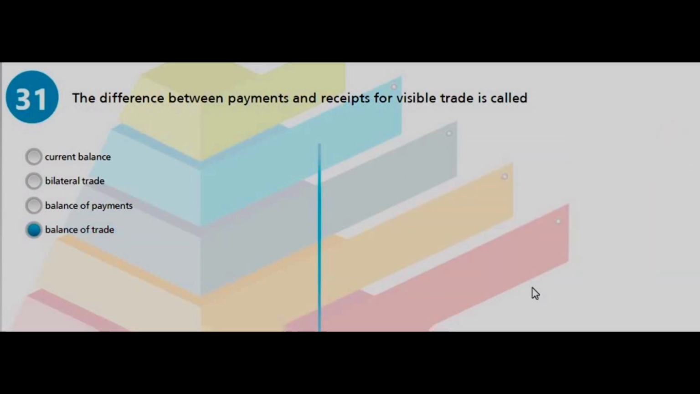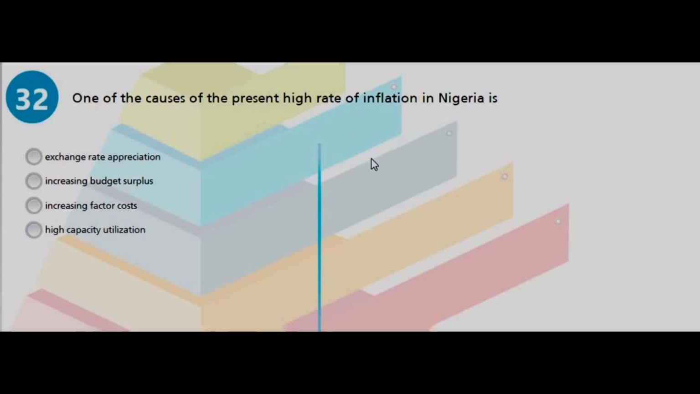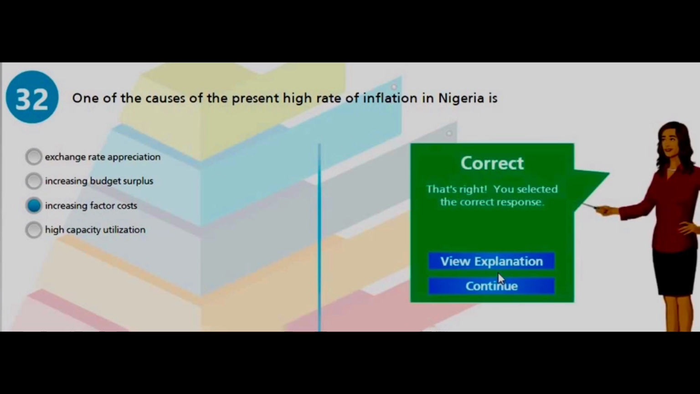Question 32. One of the causes of the present high rate of inflation in Nigeria is A. Exchange rate appreciation, B. Increased budget surplus, C. Increasing factor cost, and D. High capacity utilization. The answer is increasing factor cost. Increasing factor cost, which is also the increase in prices of inputs of production, called cost push inflation, is one of the causes of high inflation rate in Nigeria.